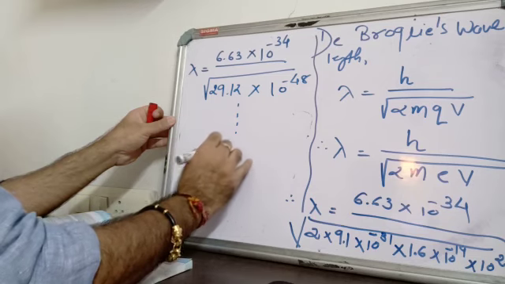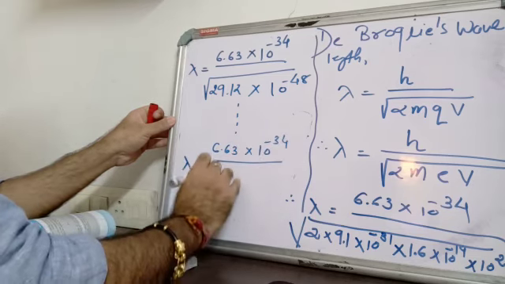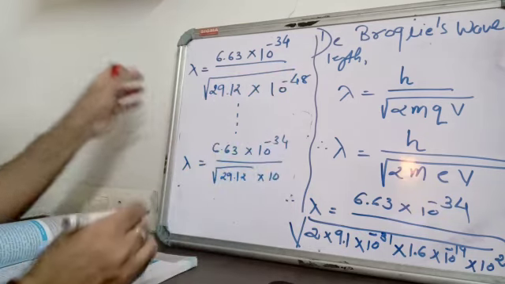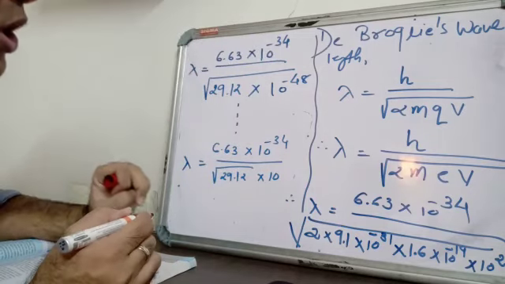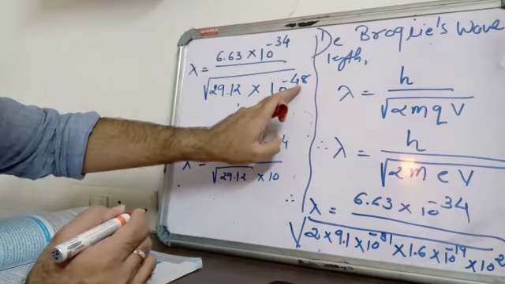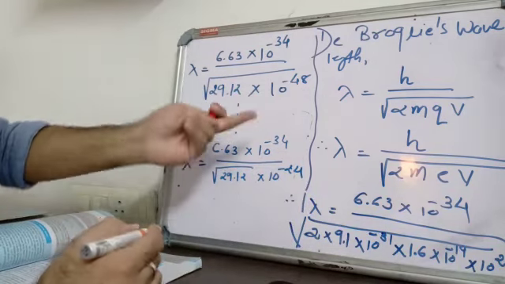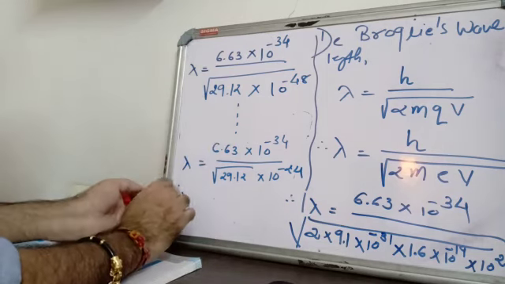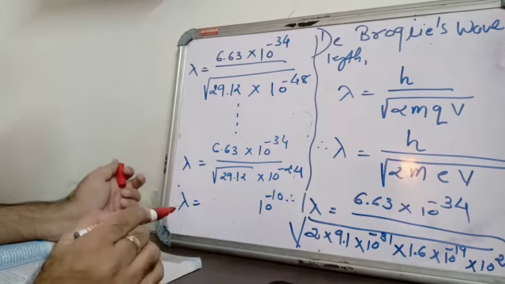It is 6.63 into 10 raised to minus 34. Here it is root 29.12 into 10 raised to minus 48. Root means raised to half power. Remember that. So it is 10 raised to minus 24. 24 minus 34, that is 10 raised to minus 10. So the answer would be 10 raised to minus 10.